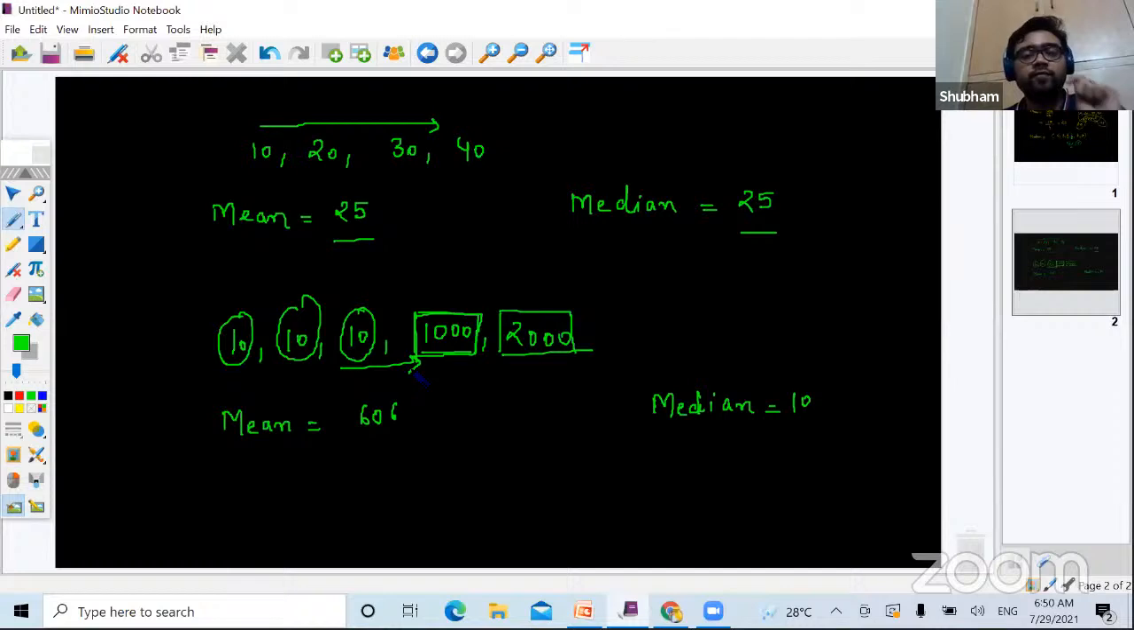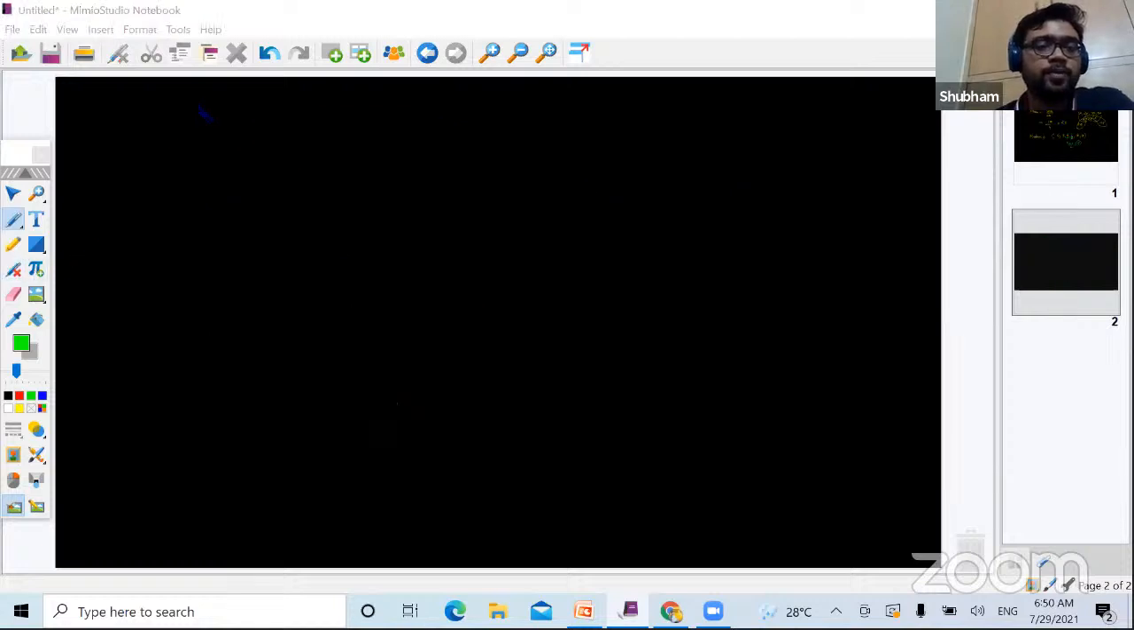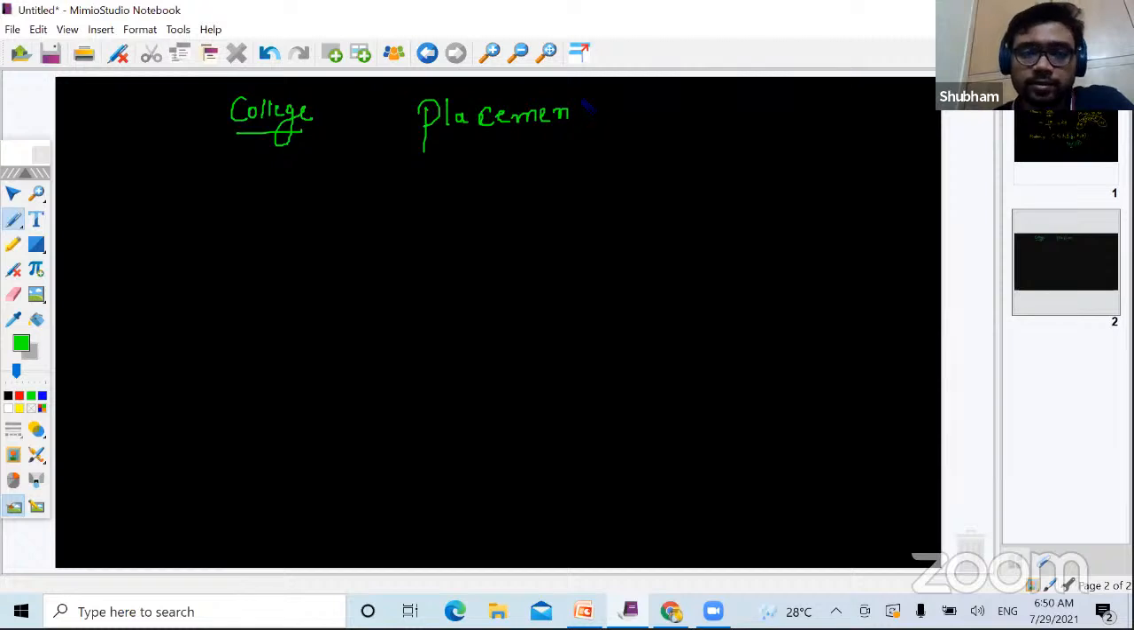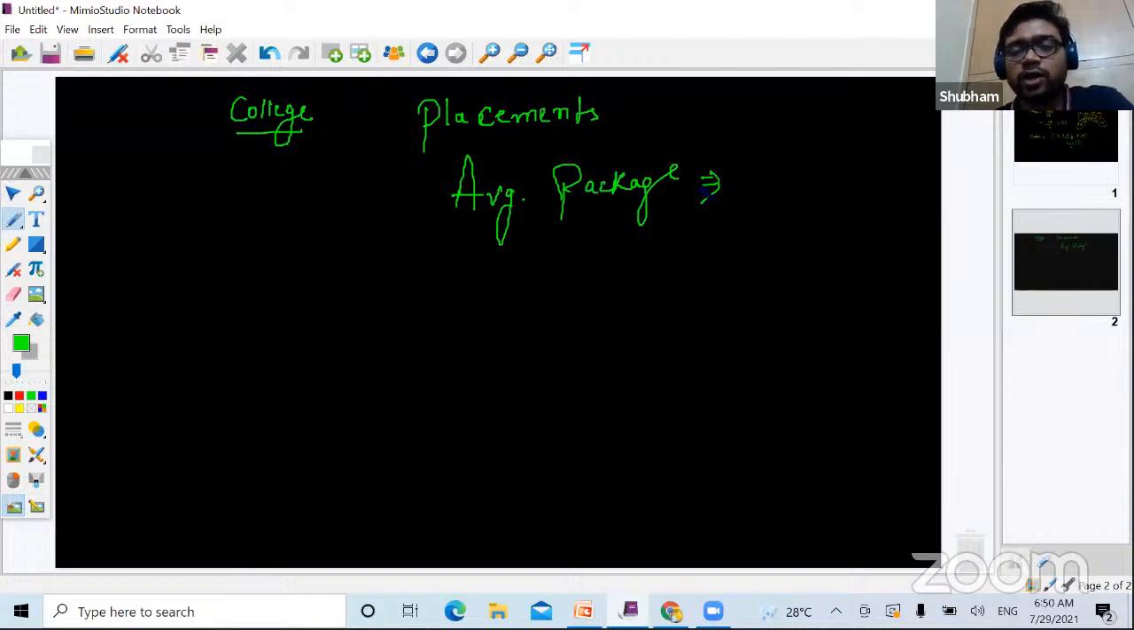I'll give you a very good example of how we understand the data. There is a college, and the college placements committee says that the average package, the average salary offered to the students of this college, is 15 lakhs per annum. You will say that it's a very good college. Yes, you'll say it's a very good college.